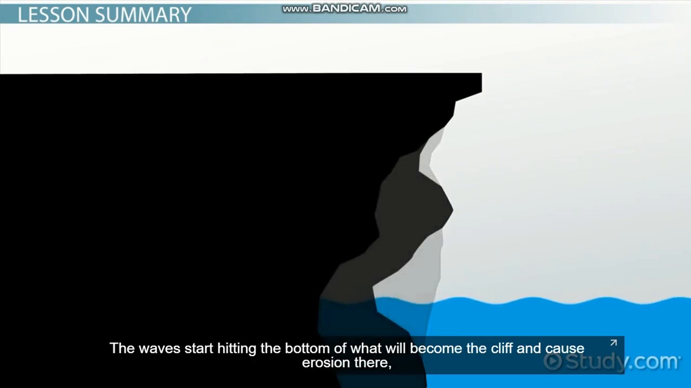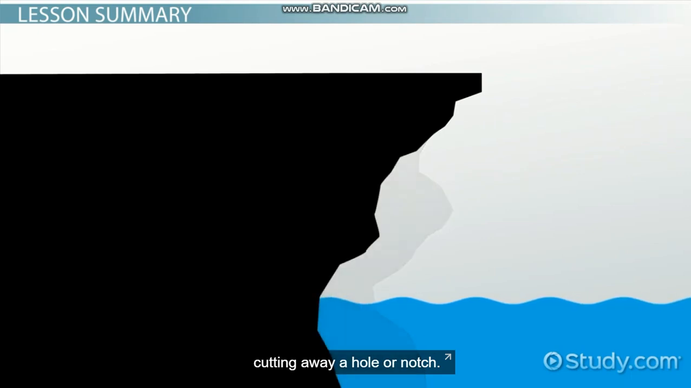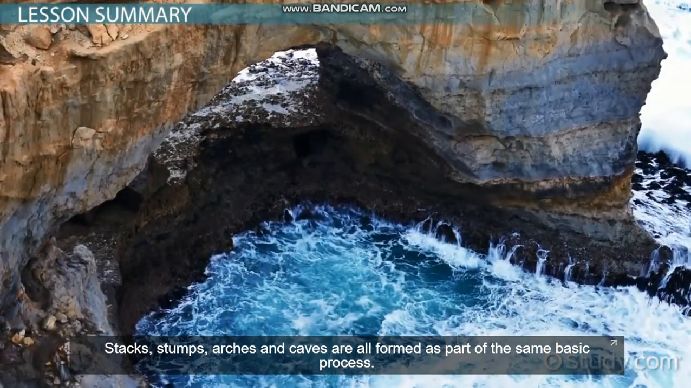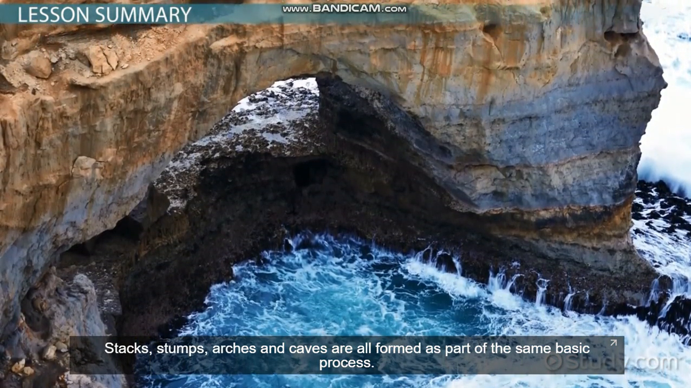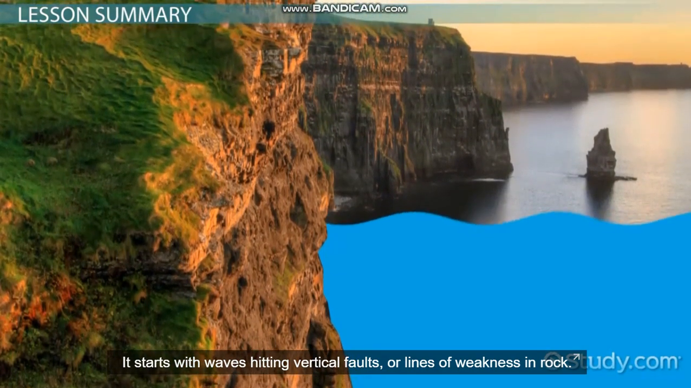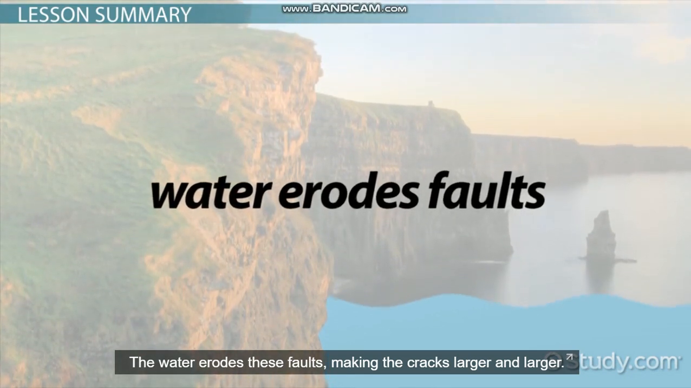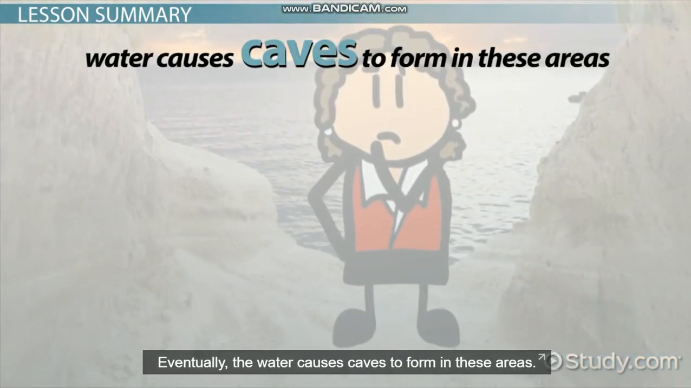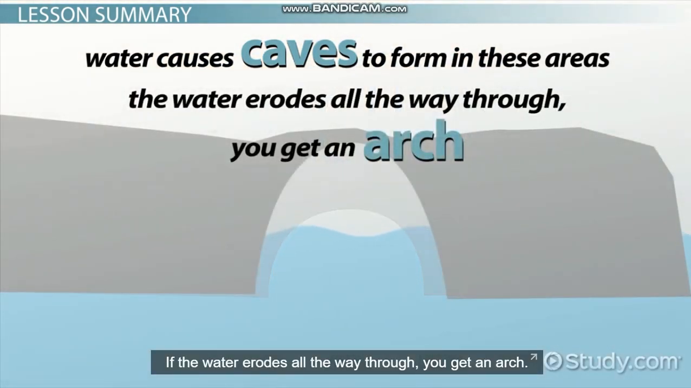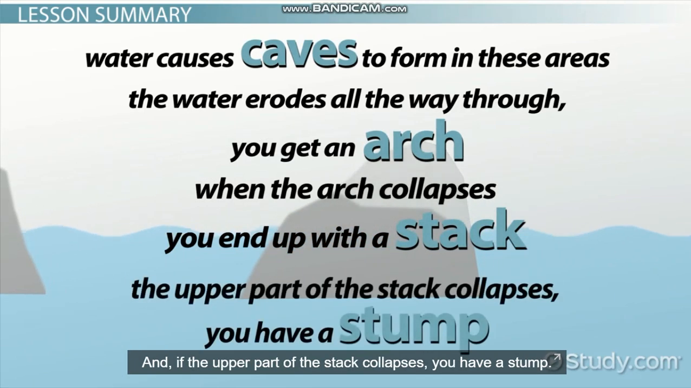The waves start hitting at the bottom of what will become the cliff and cause erosion there, cutting away a hole or notch. The upper rock eventually collapses, forming a cliff. Stacks, stumps, arches, and caves are all formed as part of the same basic process. It starts with waves hitting vertical faults, or lines of weakness in rock. The water erodes these faults, making cracks larger and larger. Eventually, the water causes caves to form in these areas. If the water erodes all the way through, you get an arch. When the arch collapses, you end up with a stack, and if the upper part of the stack collapses, you have a stump.